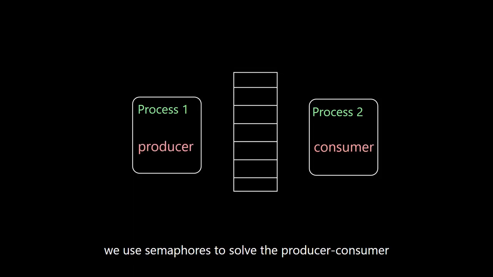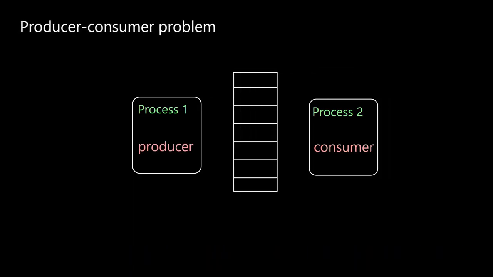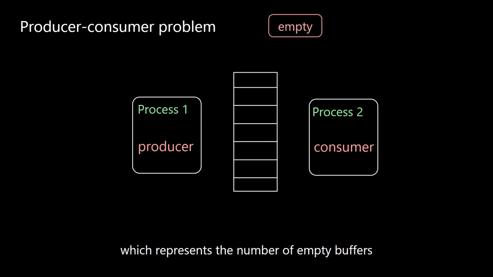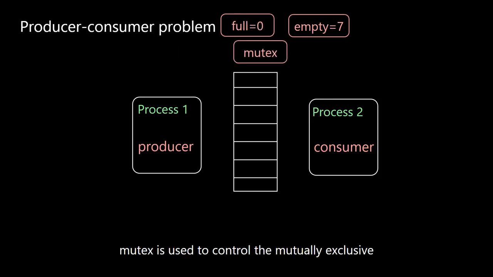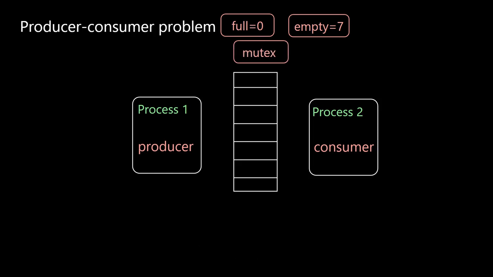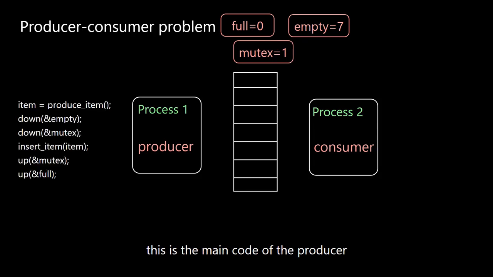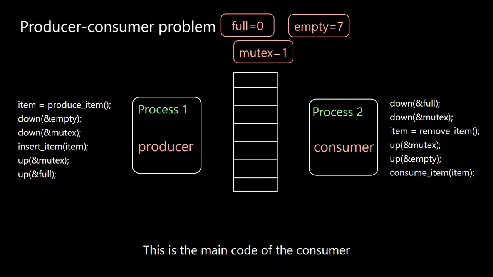Now we use semaphores to solve the producer-consumer problem. We need a total of 3 semaphores. They are empty, which represents the number of empty buffer slots, which is 7; full, which represents the number of full slots, which is 0; and mutex, which is used to control mutually exclusive access of processes, which is 1. Then, this is the main code of the producer. This is the main code of the consumer. They are very concise.